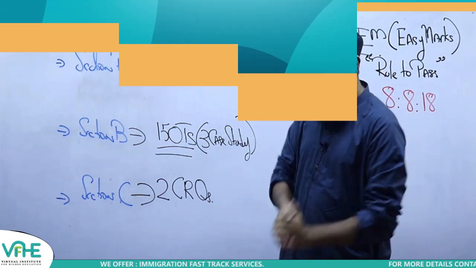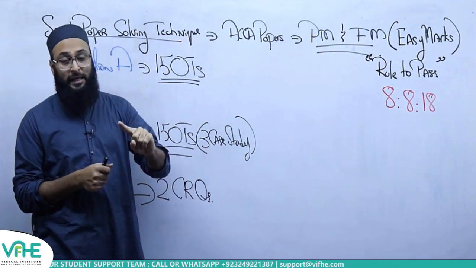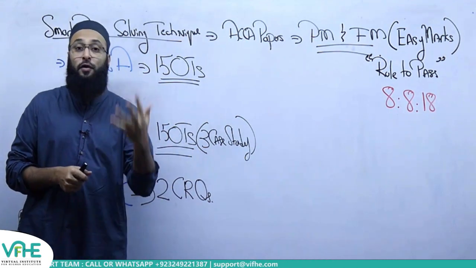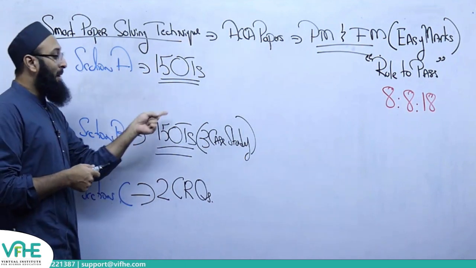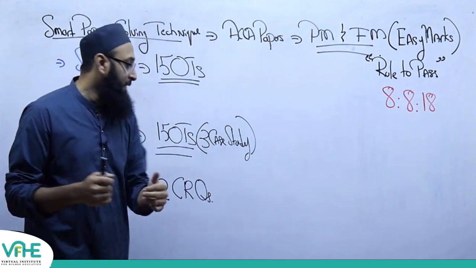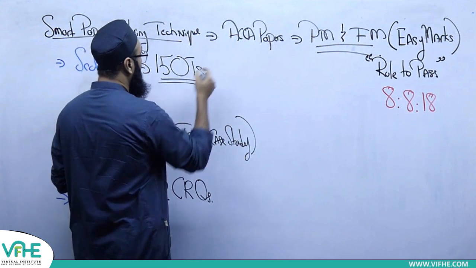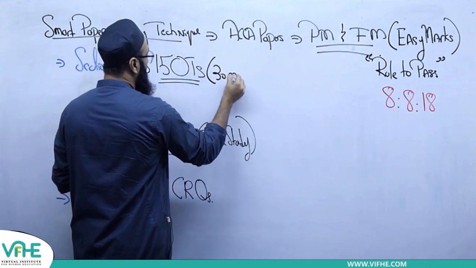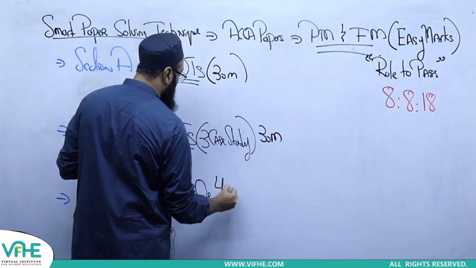So let's begin. There is section A in your paper comprising 15 OTs with a weightage of 30 marks. Then you have section B, again 15 OTs, but this time these are under 3 case studies, and then section C, 2 CRQs. So the exam weightage here is 30 marks, here it is 30 marks, and here it is 40 marks.